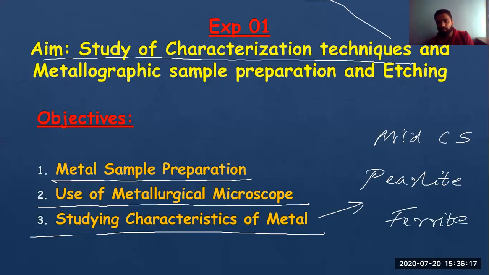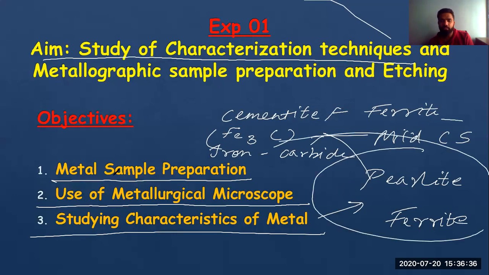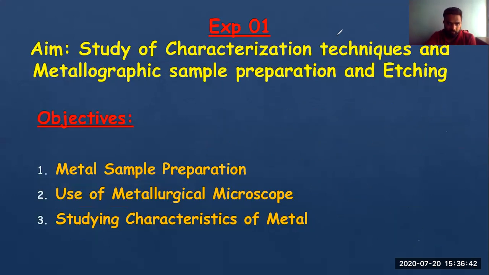Okay. And perlite was consisting of two parts. First was cementite and second one was again ferrite. Cementite was called Fe3C, iron carbide. This was in the morning. This was the characteristics. You were able to view this thing. The things that you are going to view in metal will be called the characteristics of that metal.